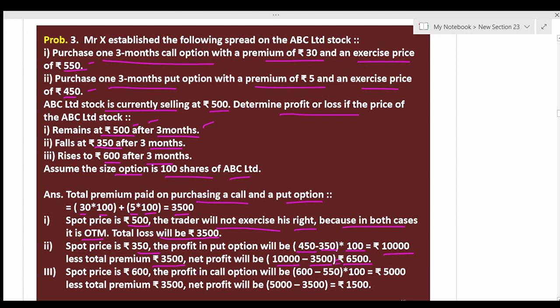Now when the spot price becomes 600 after 3 months, then the trader will exercise the call option, not the put option, and the gain will be 600 minus 550. 600 is the spot price and the strike price is 550. It will be into 100 shares, which is equal to rupees 5,000, less the total premium rupees 3,500. Net profit will be 5,000 minus 3,500 is equal to rupees 1,500.